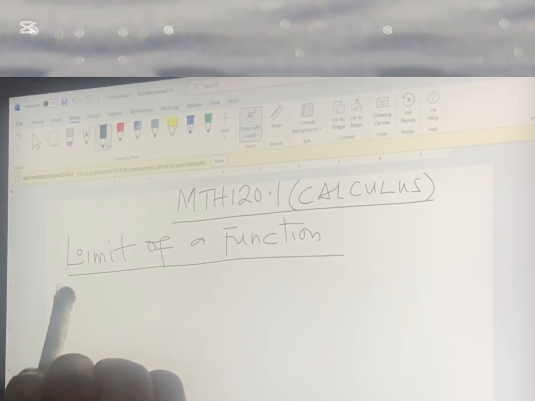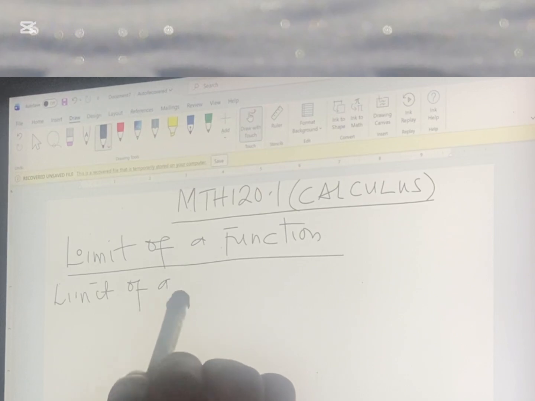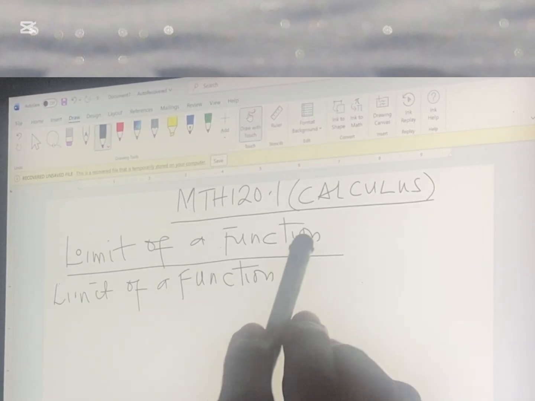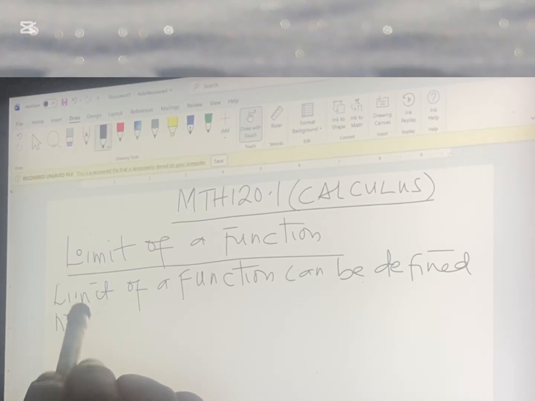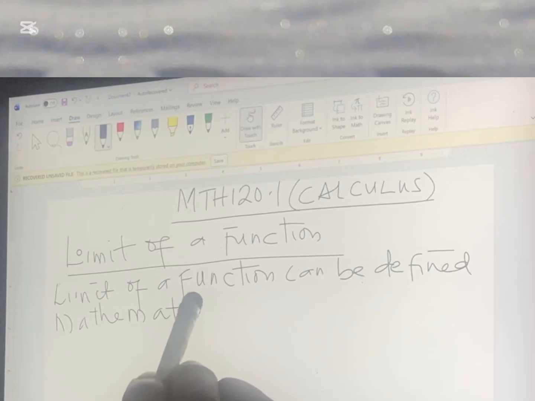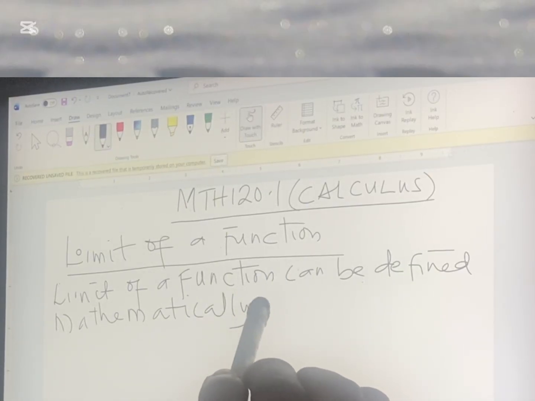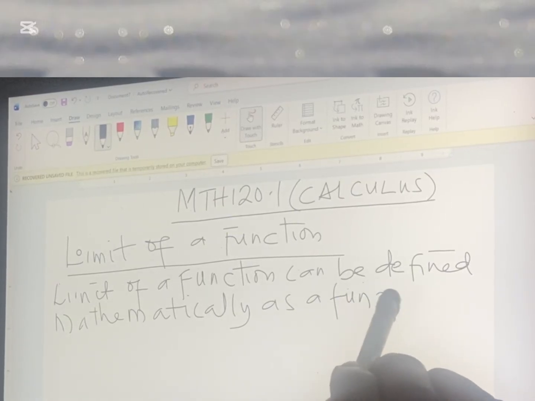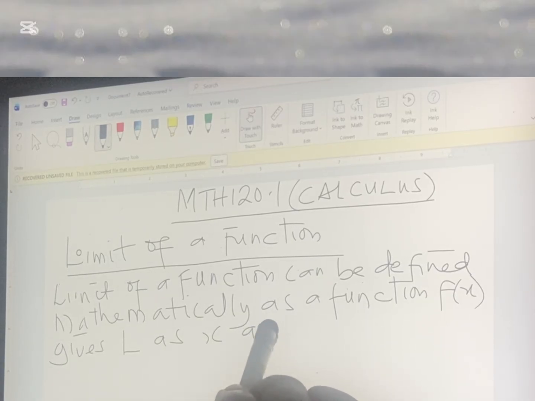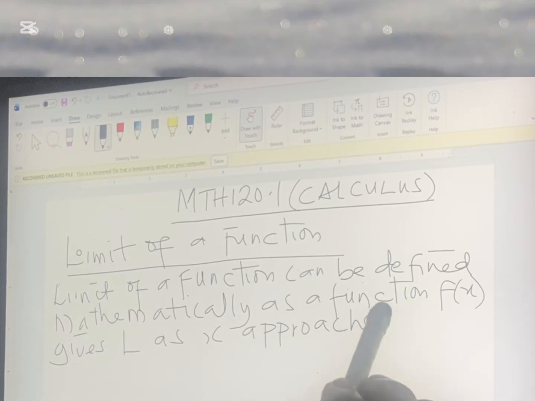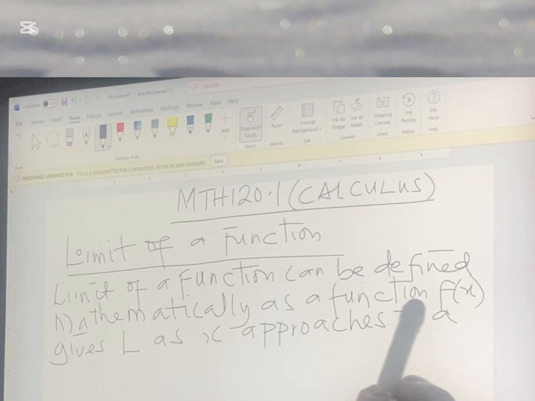Can be defined as a limit of a function, mathematically as a function f of s gives L as s approaches a. So we can write this mathematically.